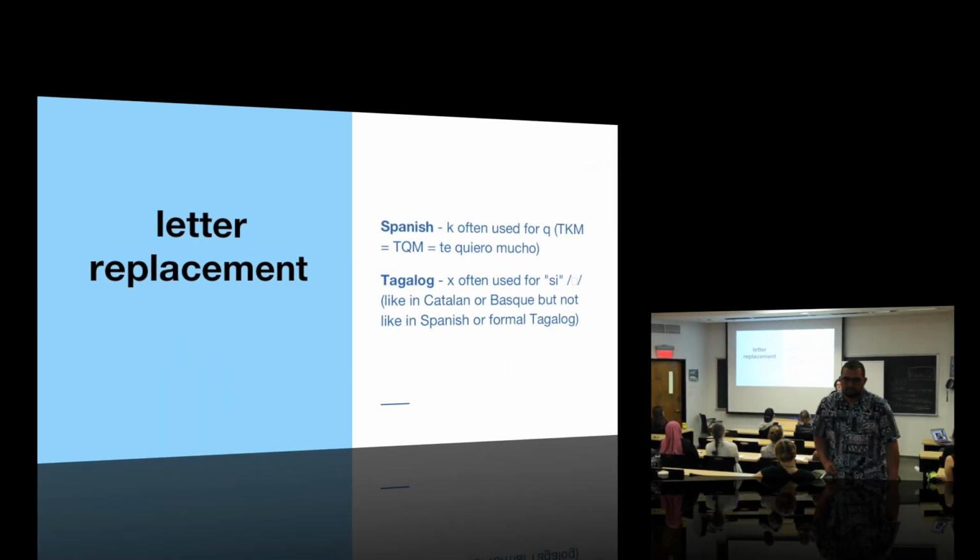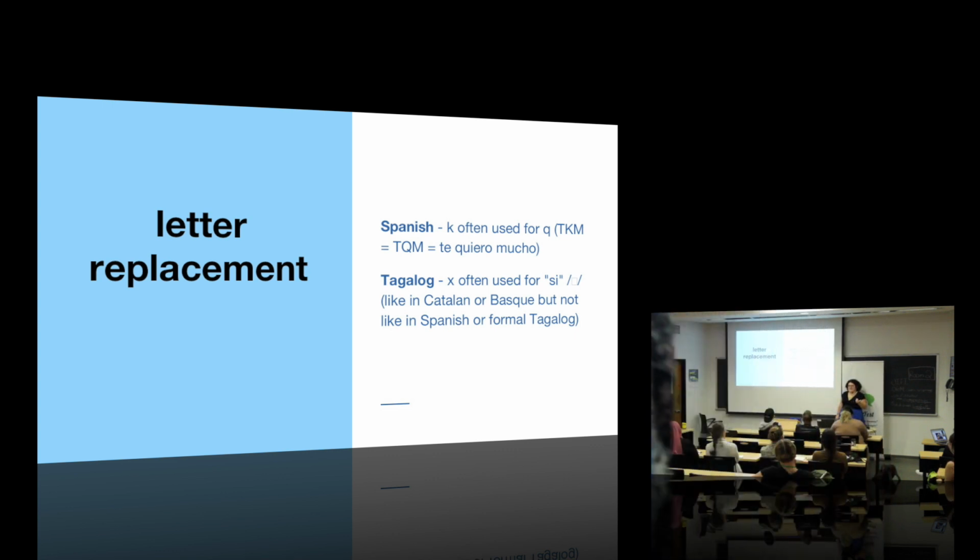So another thing to look for is letter replacement, which happens in various languages. Languages that don't actually use K in the orthography sometimes use K in text speak because it seems cooler. Languages that don't use X sometimes use X in text speak because, hey, it's right there on the keyboard, what if we replace this here?